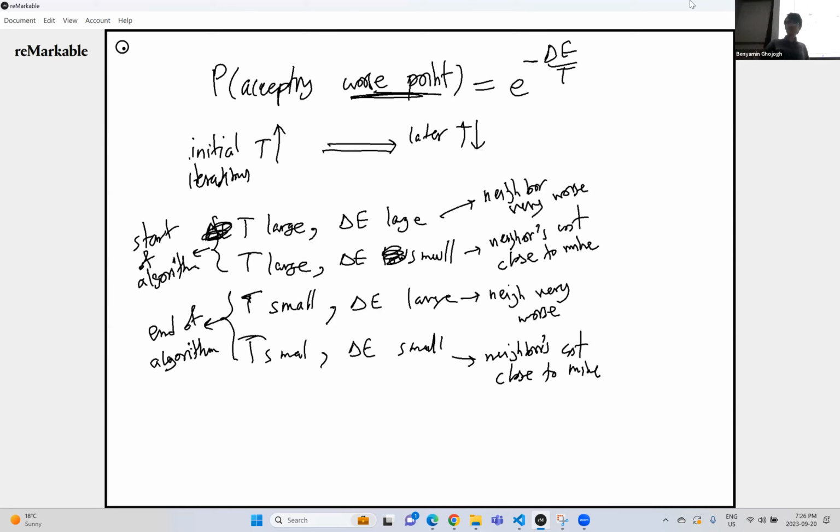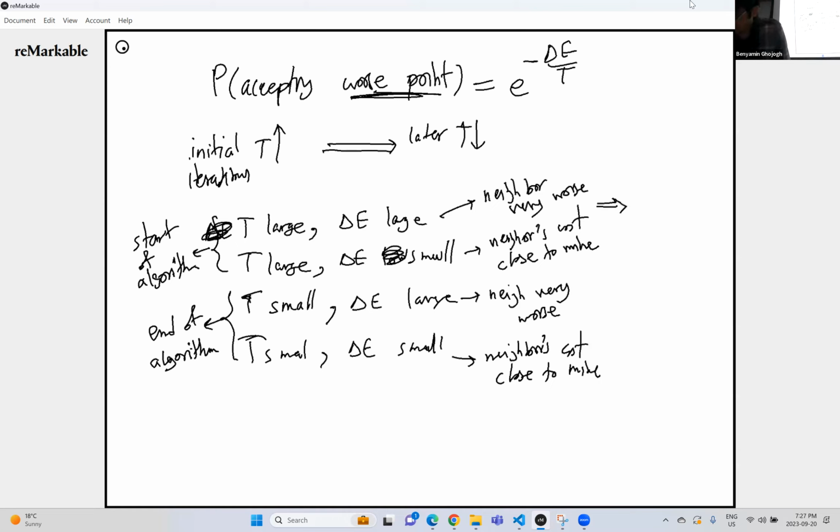So the first subcase is the start of the algorithm, and the neighbor is very bad. The second subcase, start of the algorithm, the neighbor is worse than me, but not very bad. The third subcase, almost at the end of the algorithm, the neighbor is very, very bad. The fourth is almost the end of the algorithm, and the neighbor is worse than me but close to my cost. For example, my cost is 1, the neighbor's cost is 1.5. Now you tell me, in these cases, what happens to the probability?